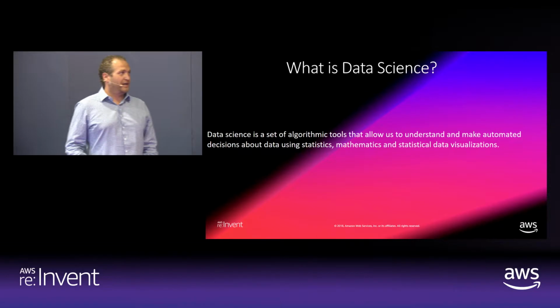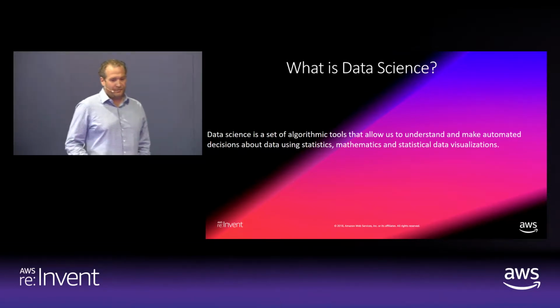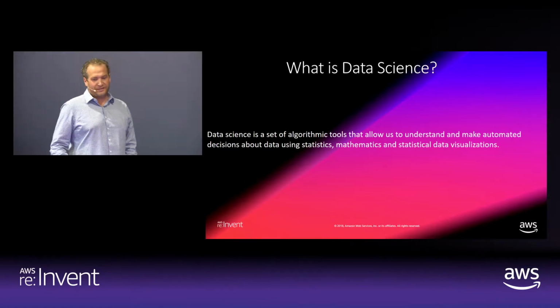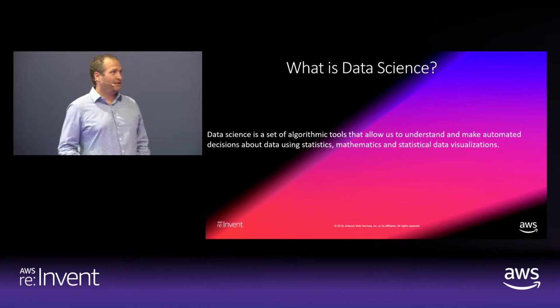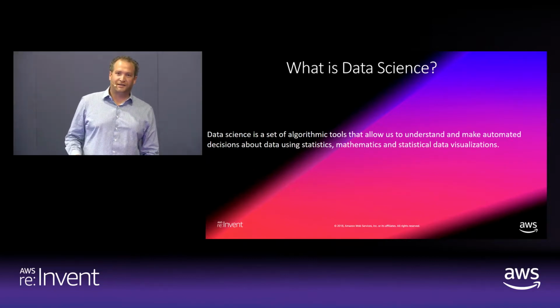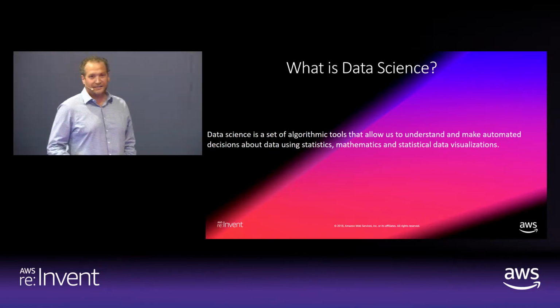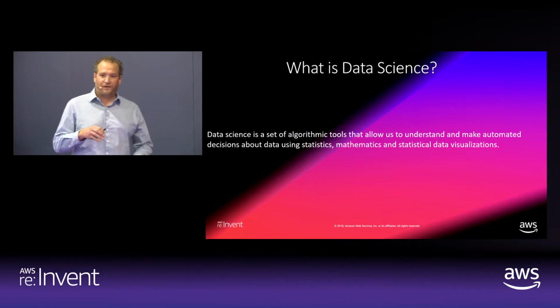Just a real quick explanation of what data science is, put in a security context. It's a set of algorithmic tools that allow us to understand and make automated decisions using statistics, mathematics, and statistical data visualizations. In a security context, it allows algorithms to go to work, data mine, train on data sets, and use those algorithms to find malware and run through terabytes and petabytes of logs from network firewalls to network routers, and make assumptions on whether they're threats or benign behavior.